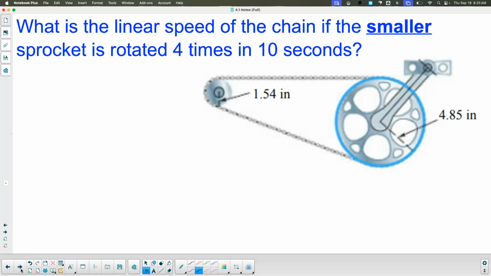What is the linear speed of the chain of the smaller sprocket if the smaller sprocket now goes around 4 times in 10 seconds? Again, we're going to go with inches per second. Yeah, we'll stay with inches per second.